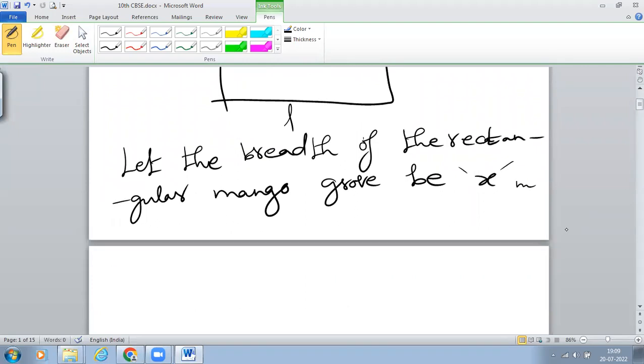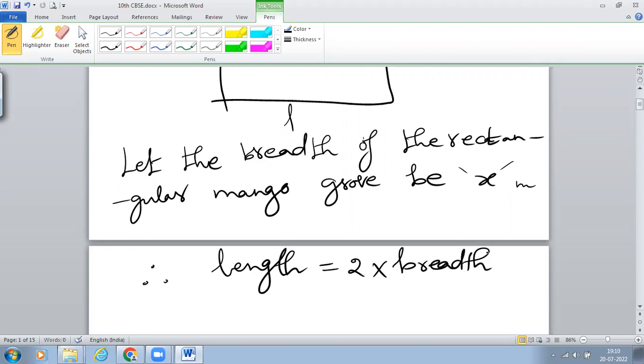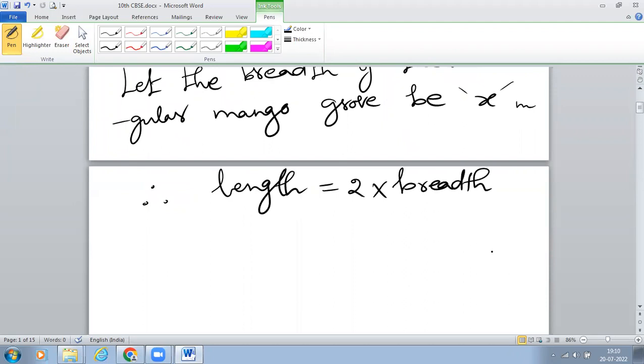Now, since the breadth is x, what is the length? Because in the question it is clearly given length is equal to twice the breadth. What is twice the breadth? 2 into breadth. That is the meaning of twice the breadth. Are you able to understand this? Length is equal to 2 into breadth. Yes, sir. Okay. Therefore, L is equal to 2 into breadth, and the breadth is x.